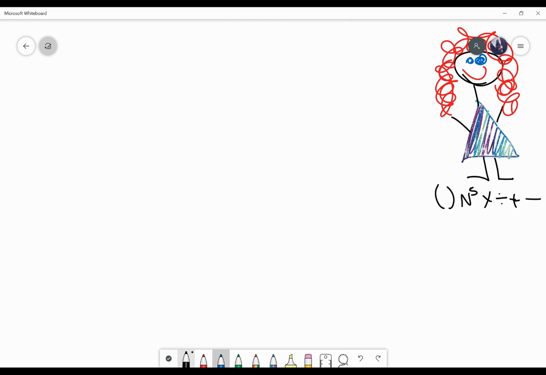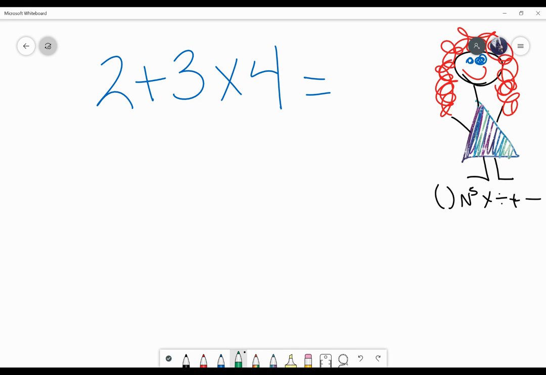Let's start with blue, because I like blue. It's a nice color. And do something simple. 2 plus 3 times 4 equals. All right, now I see an addition sign and a multiplication sign. And when I look over at my order of operations over here, I see that multiplication comes before addition.